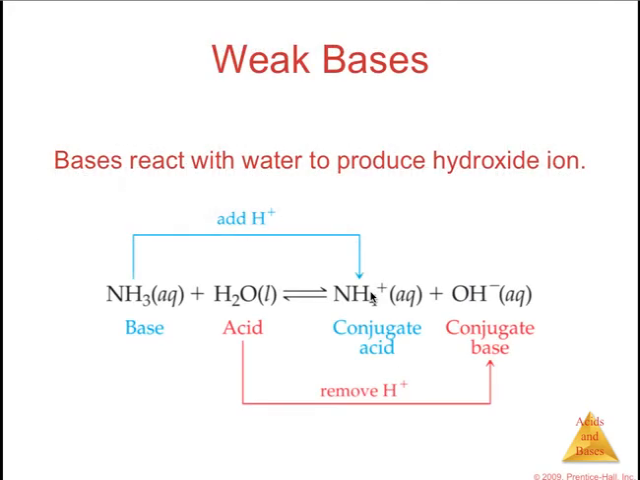All right, so we've talked about weak acids. Let's move on to weak bases. Bases react with water to produce the hydroxide ion. In this reaction, we have the base ammonia acting as a base because it accepts that hydrogen ion and forms the ammonium ion, its conjugate acid. Water is acting as an acid, giving up that proton with its conjugate base being the hydroxide ion.